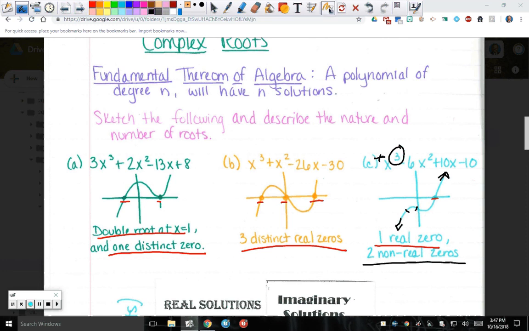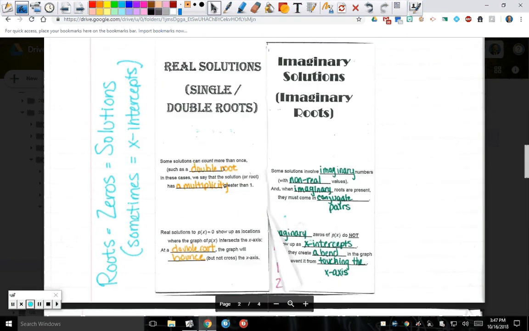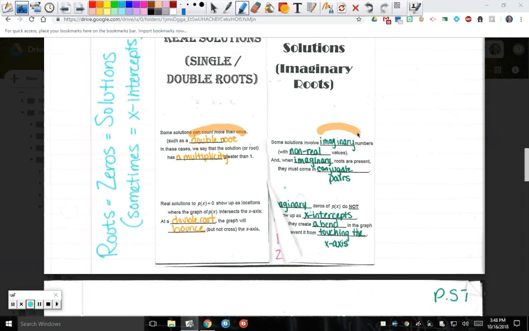Okay? Almost done. The last things are, we know what a double root is. It's where it bounces. Okay? And we're showing that right here. Double roots bounce off. The imaginary roots are the ones that will not go through the x-axis. And they come in conjugate pairs. We're going to talk more about that.